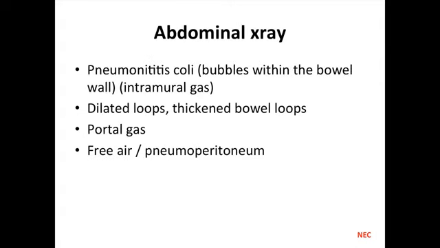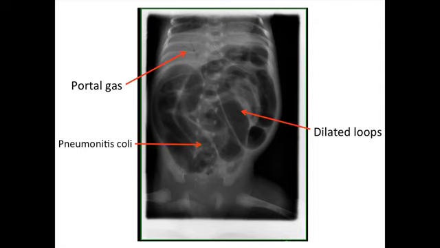The abdominal X-ray may show what we call pneumatosis coli, which is basically bubbles within the bowel wall. They have dilated loops with thickened bowel loops, portal gas, and free air, also known as pneumoperitoneum, so after a bowel perforation. This is an X-ray of a baby with necrotizing enterocolitis, and you can see that there is air within the bowel wall, there are dilated loops, and there's portal gas. This is a very classic X-ray of necrotizing enterocolitis.